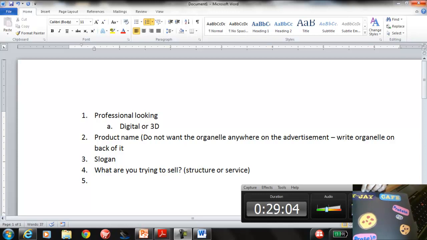Here's an example of a cell advertisement. It was for the TJ Cafe. They had protein shakes, protein pizza, protein pie, all kinds of good stuff that relate to proteins. Well, what organelle do you think this one is trying to advertise for? It's trying to advertise for the ribosome.